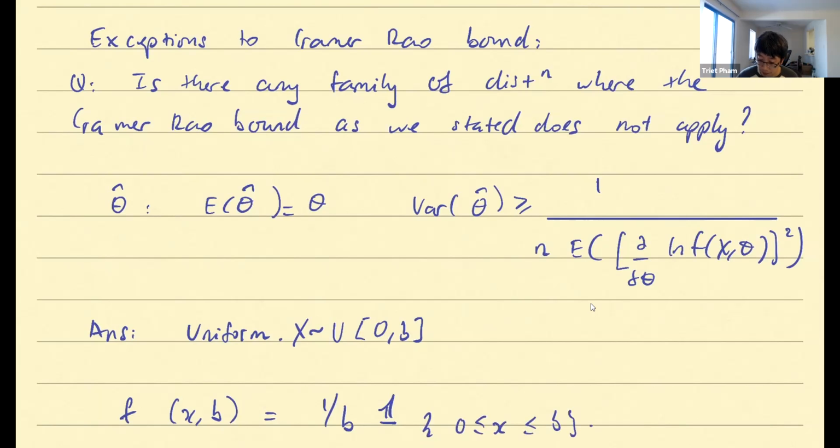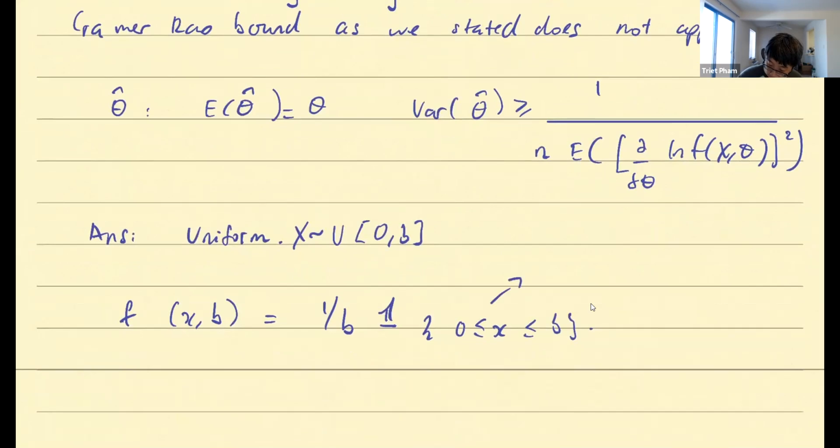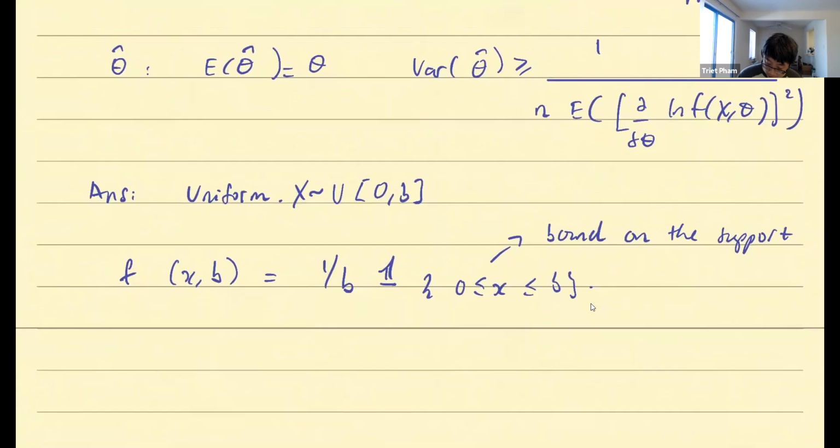In other words, a lot of time you forget the bound. This is the bound on the support of the random variable. So here's b, the density is 1 over b. But then it's 0 outside. It's 0 outside.